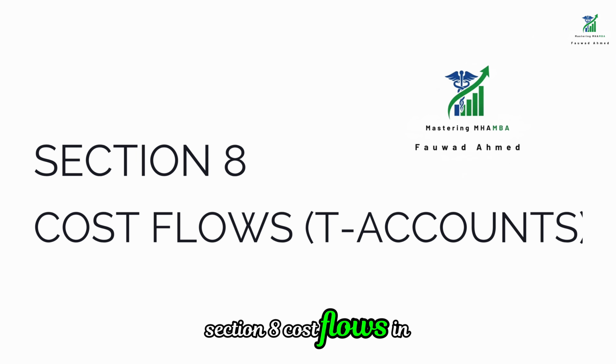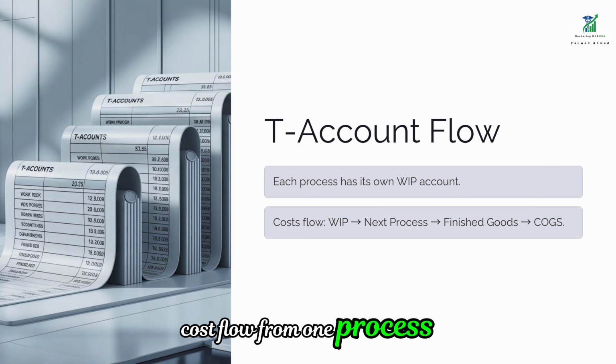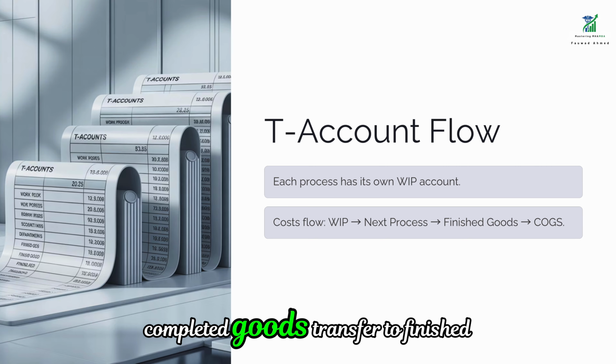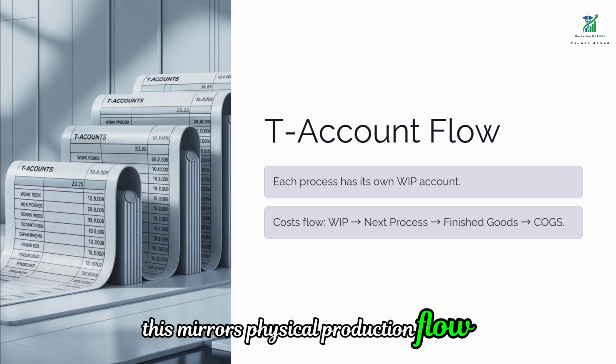Section 8. Cost flows in process costing, T accounts. T account flow in process costing. Each process has its own work in process account. Costs flow from one process to the next. Completed goods transfer to finished goods. When sold, costs move to cost of goods sold. This mirrors physical production flow.